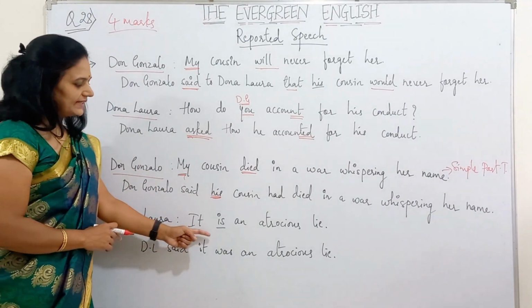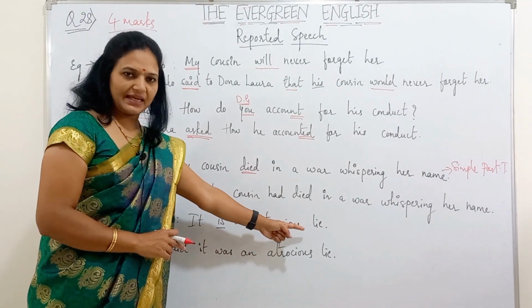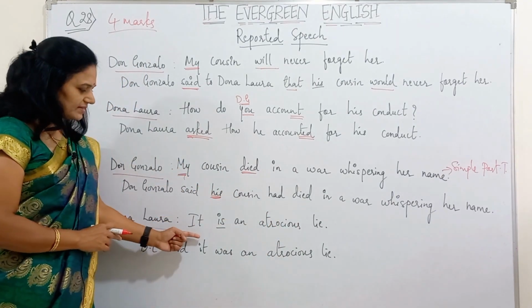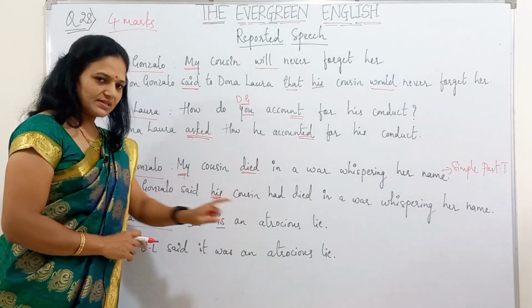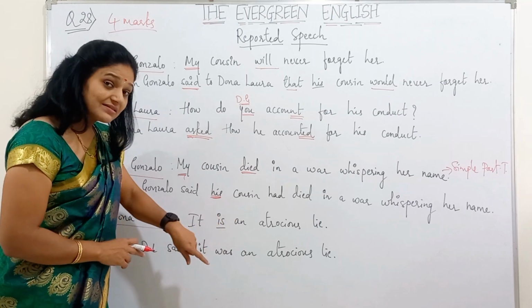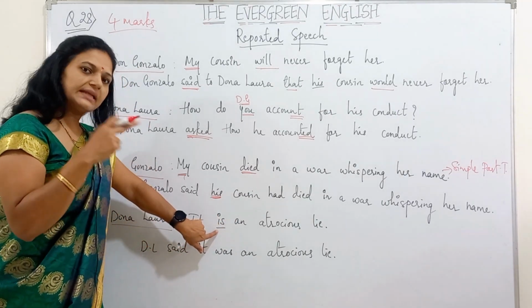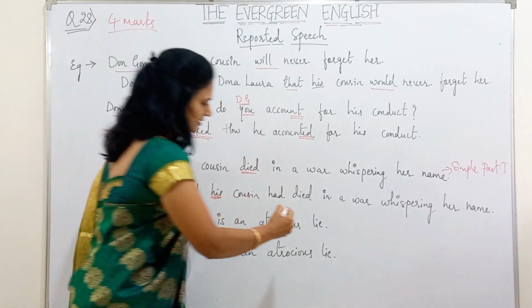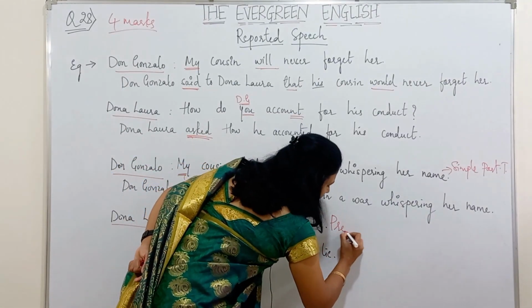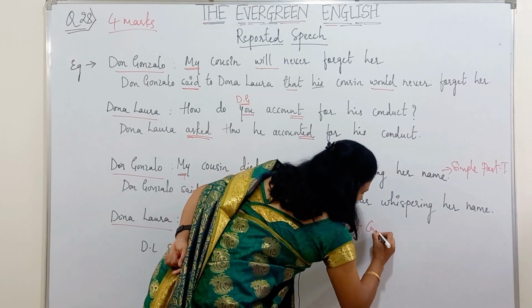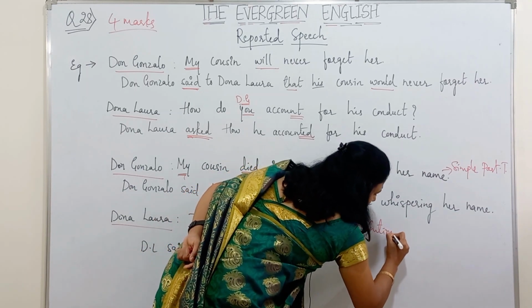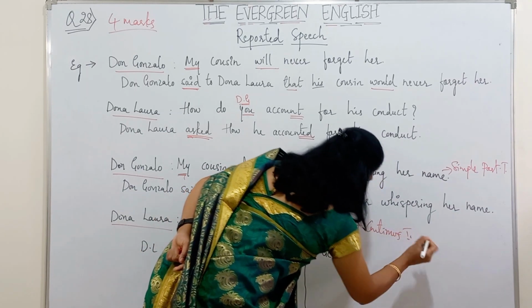Last sentence. It is an atrocious lie. What does Laura say? It is an atrocious lie. What tense is this? It is present continuous tense. Correct? It is present continuous tense. Okay, written in short.